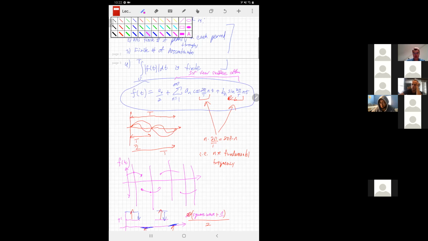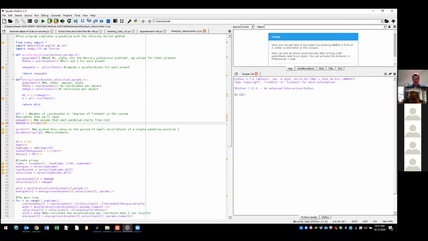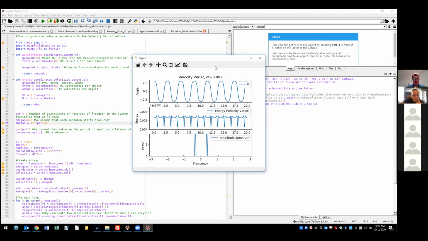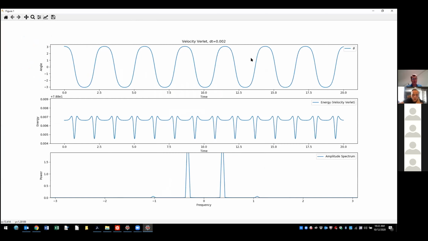Now let me show another example. This is a program that I use to calculate the motion of a pendulum. And when you learned about a pendulum in intro physics, they probably told you that a pendulum is just a sinusoidal wave. If you make a small angle approximation, then the period of the pendulum is 2 pi square root of pendulum length over g, and it's nicely sinusoidal.